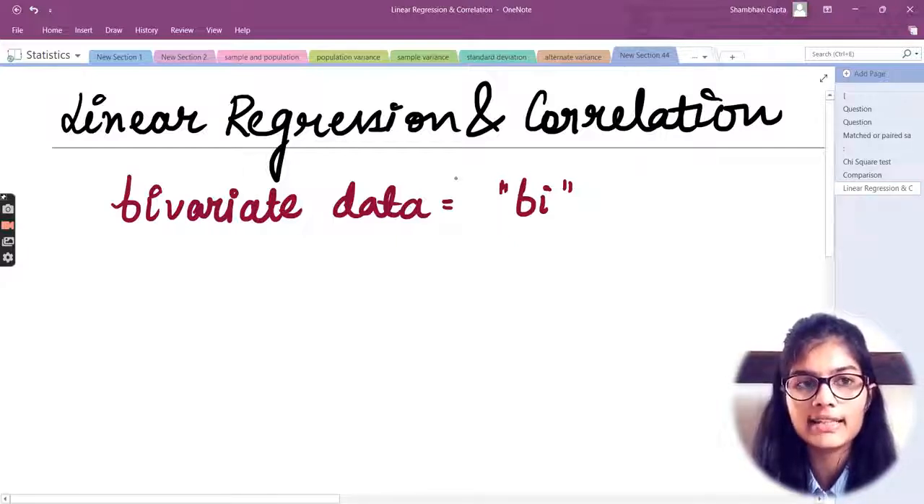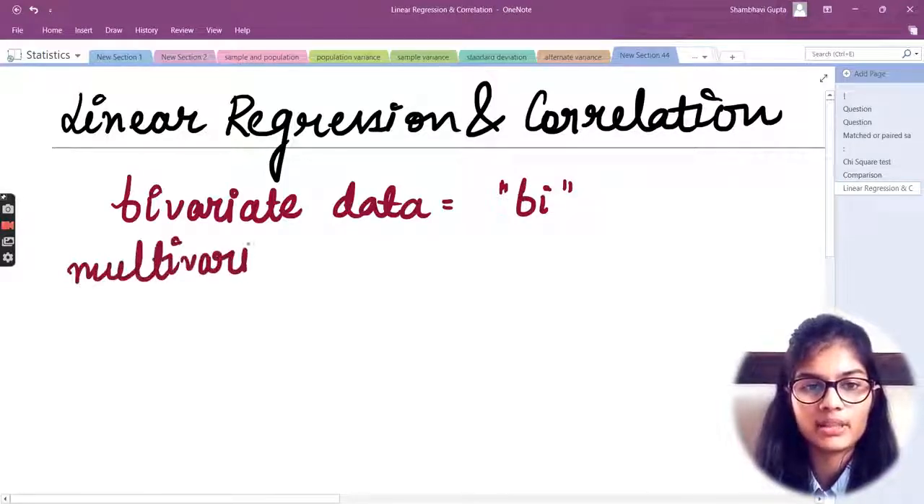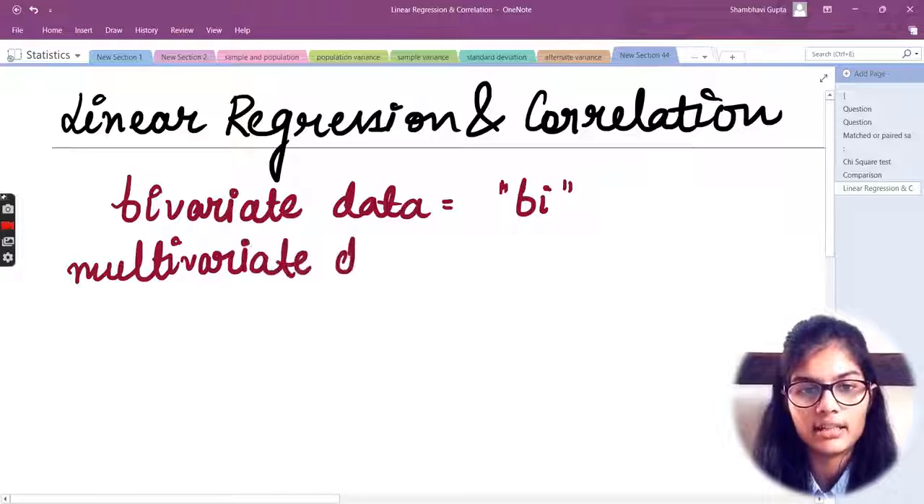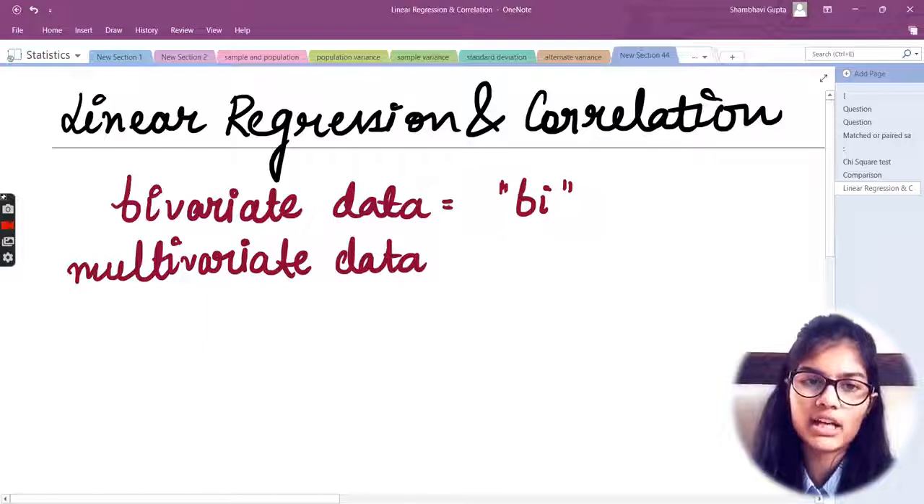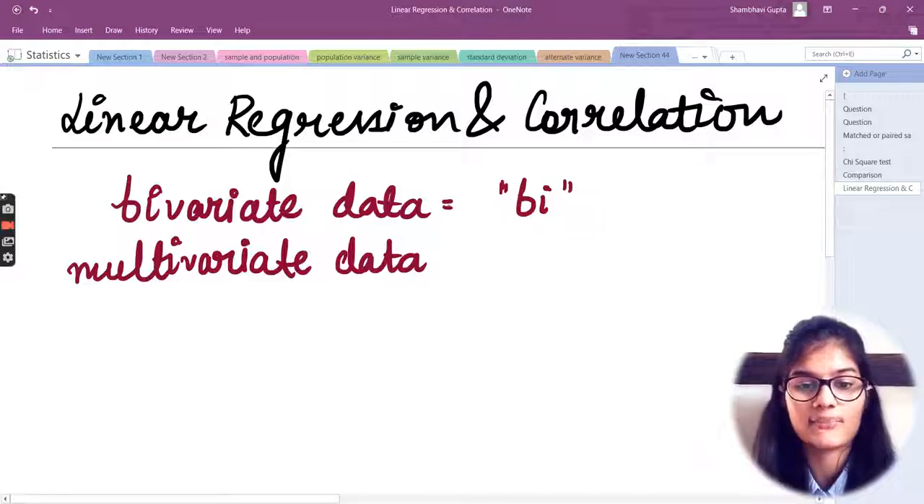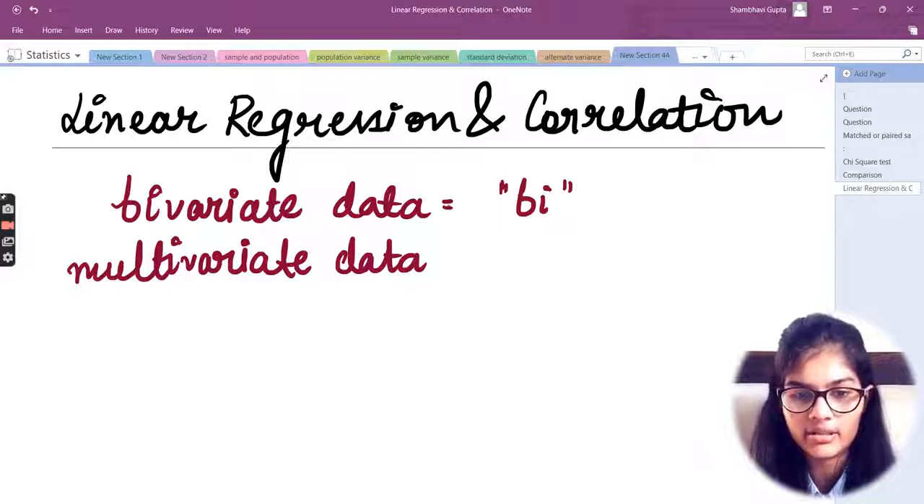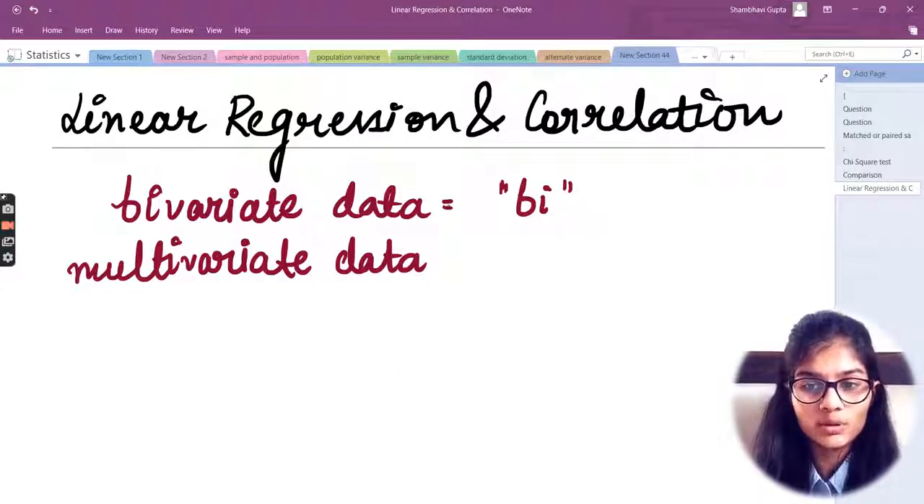In reality, statisticians mostly focus on multivariate data. So for the examples I showed you, bivariate data, bi means two, and statisticians generally look at multivariate data, which means having many variables.